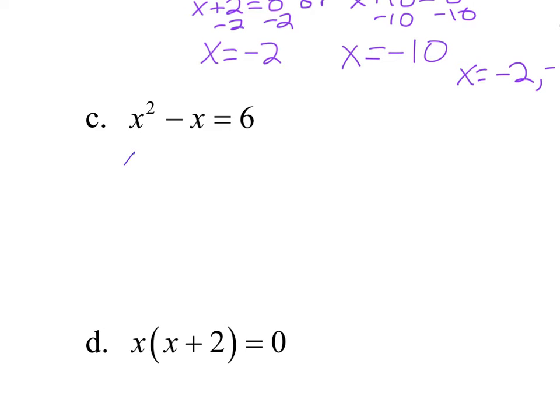Again, I need to move things around. X squared minus x minus 6 equals 0. So I subtracted the 6 from both sides. So I have x squared minus x minus 6 that equals 0. Okay, so factors of 6 that subtract to 1. That subtract, 3 and 2.